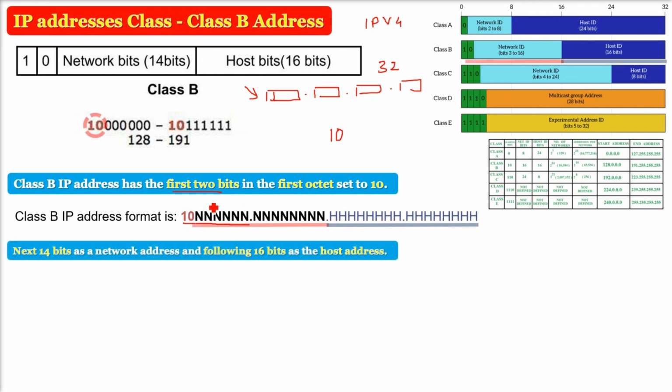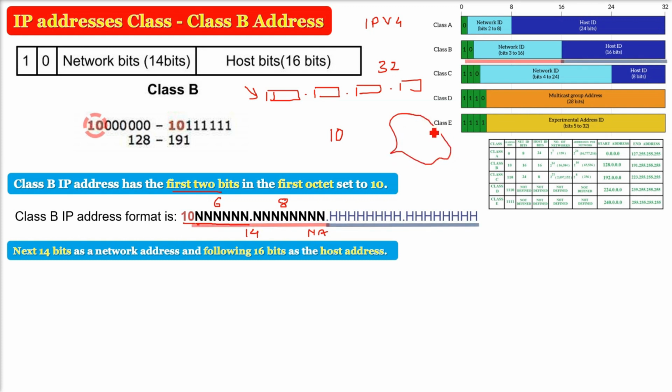So 2 is used in the 8 bits. If you deduct 2 from 8, it will be 6. And the other octet, which is 8. 6 plus 8 is 14 bits. From here to here, these are the next 14 bits, and these are the network address.